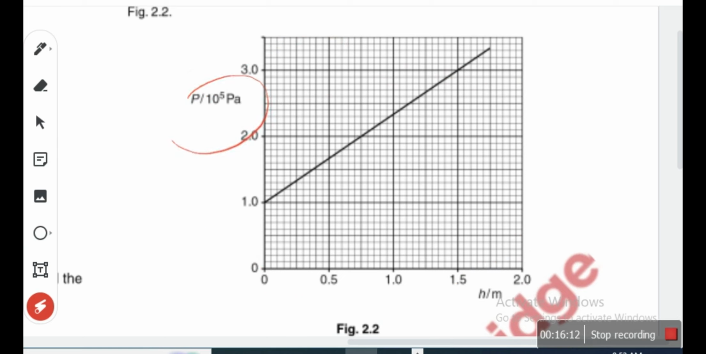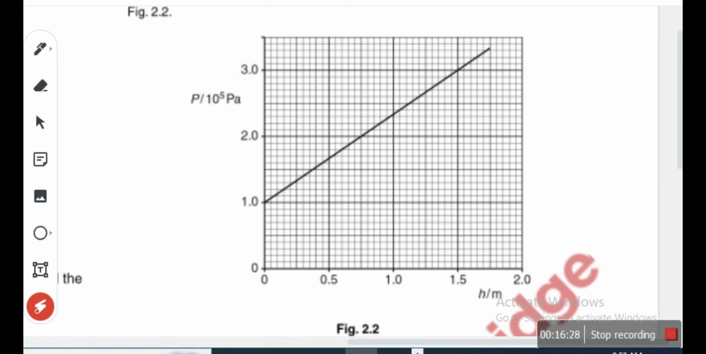Pressure, listen to me, see, pressure and height. What's the formula for pressure in liquid? No, because there's no area here. What's the formula for pressure? Rho GH. The pressure is given, the height is given. You just look for a particular pressure.